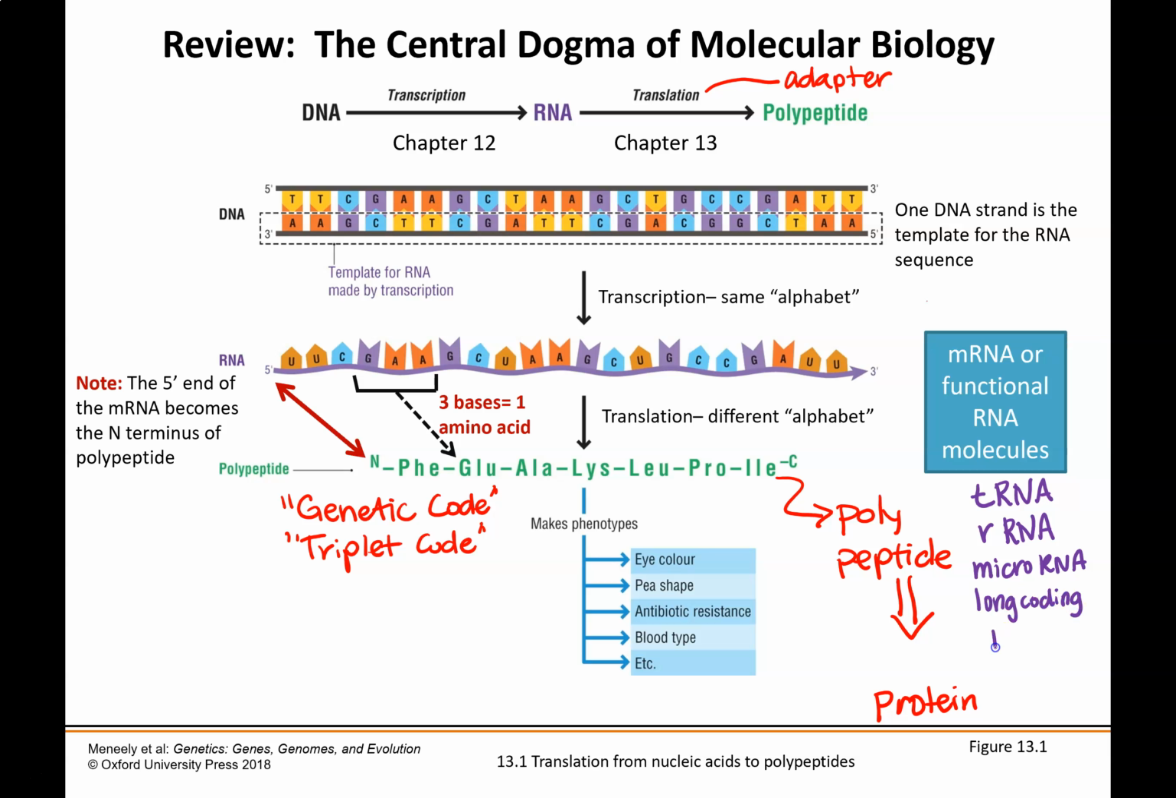We're not going to talk too much about long noncoding RNA. We'll talk a little bit about microRNA, and then we're going to come back to tRNA and rRNA. So just keep in mind that a gene may code for messenger RNA, in which case it produces a functional protein, but it may also code for these functional RNA molecules.